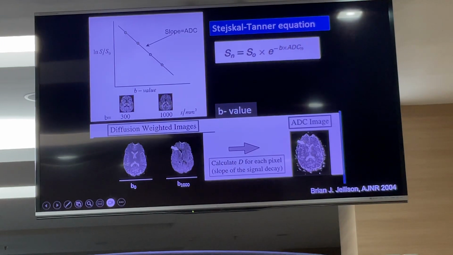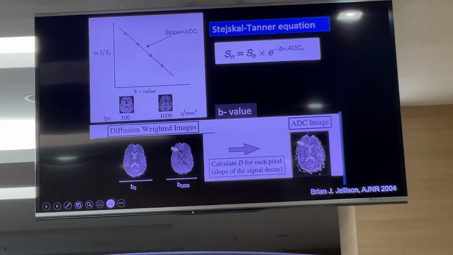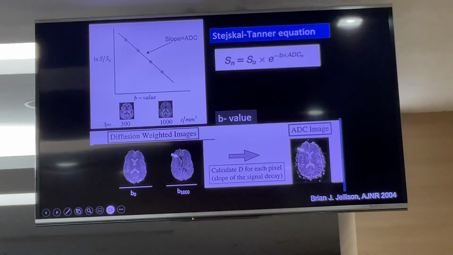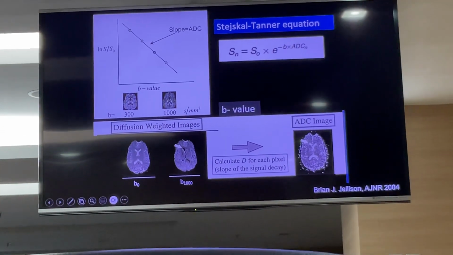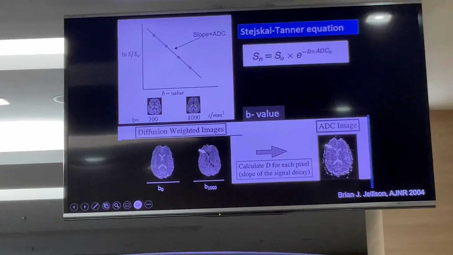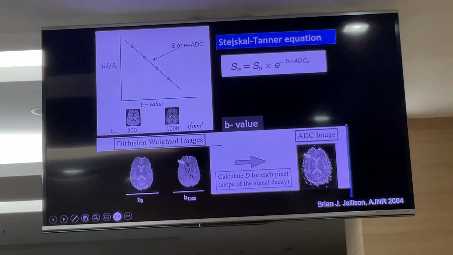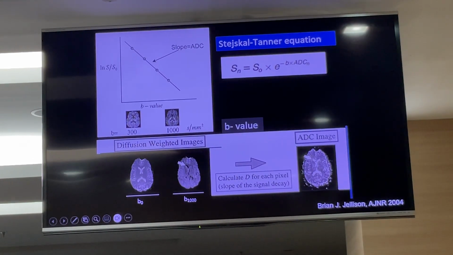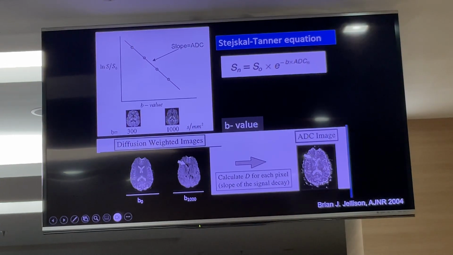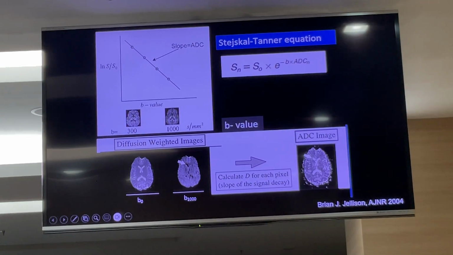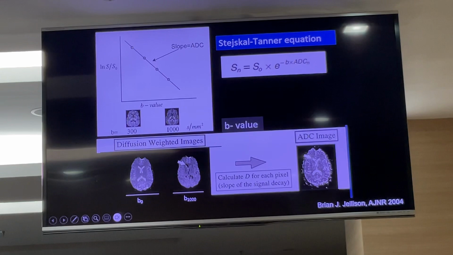This is the very basic diffusion equation, one of the equations I remember from when I was studying physics. This is the Stejskal-Tanner equation. The signal intensity of diffusion depends on the B0 and also the B value and ADC. ADC is actually the slope of the signal decay. It depends on the B value you use for the scan, starting with the B0 acquisition.